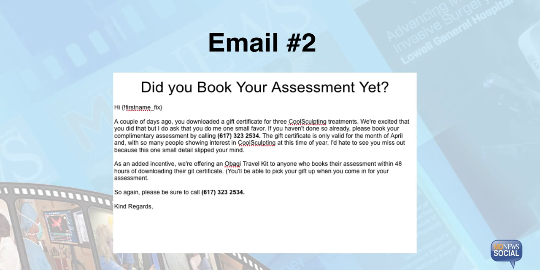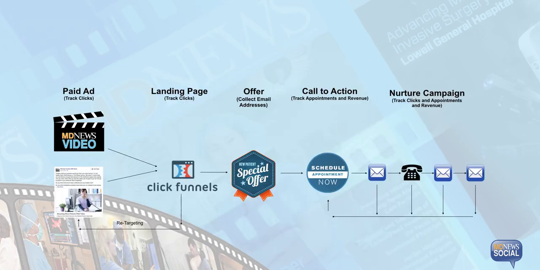First of all, we've reminded them of something they needed to have done. Second, we've created urgency by saying there's a lot of people interested. Also, a little bit of social proof that CoolSculpting is a very popular procedure, and a little bit of fear of missing out, FOMO: "I'd hate to see you miss out because you let this small detail slip your mind." So again, 3 things that are always very important in marketing: letting folks know to do something, creating a sense of urgency, and creating a sense of FOMO. And then as an added incentive, reinforcing the fact that there's a gift for this and reinforcing the phone number.